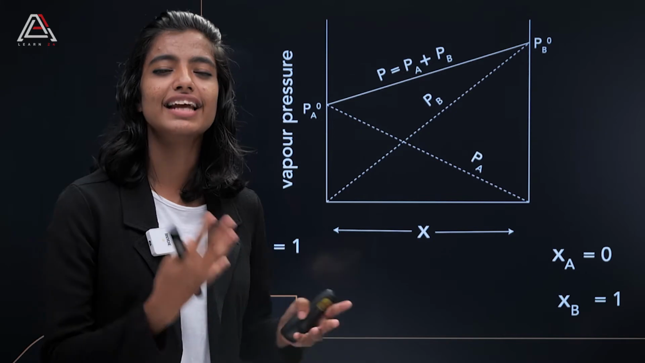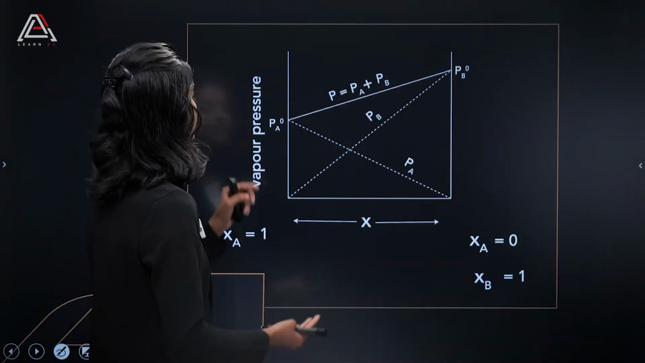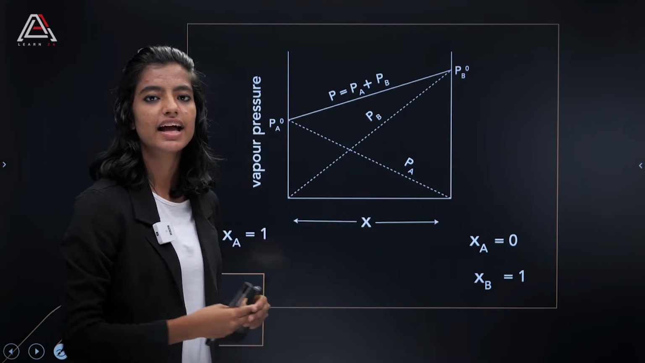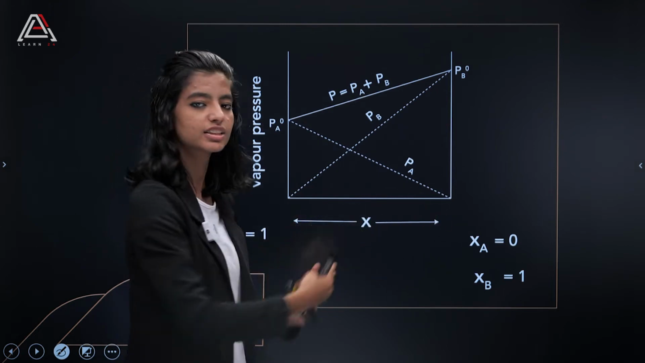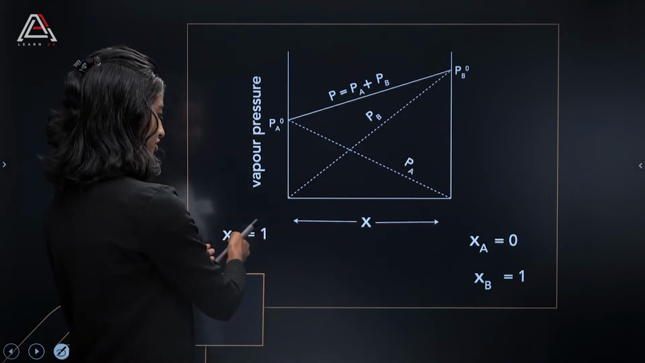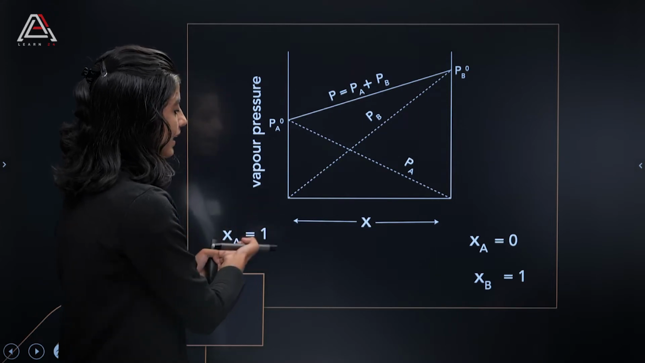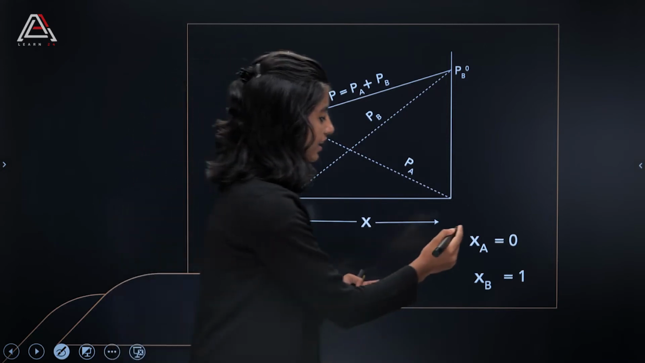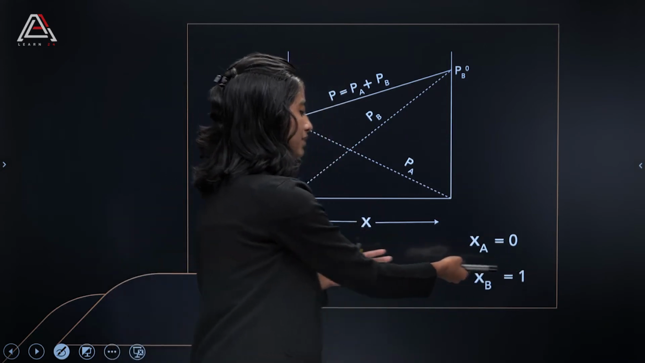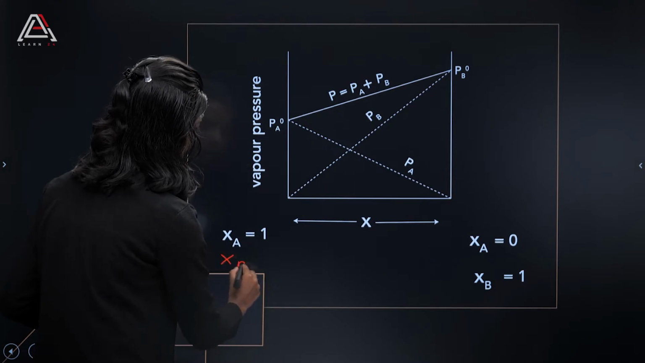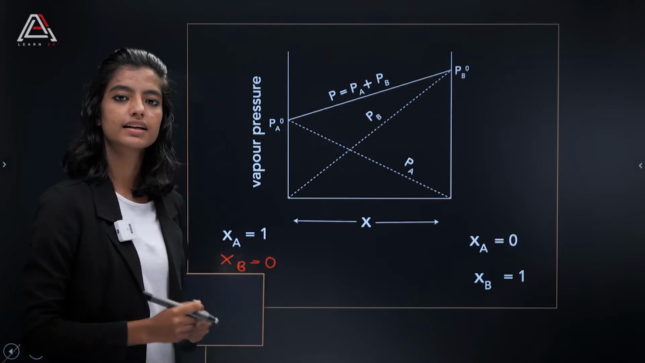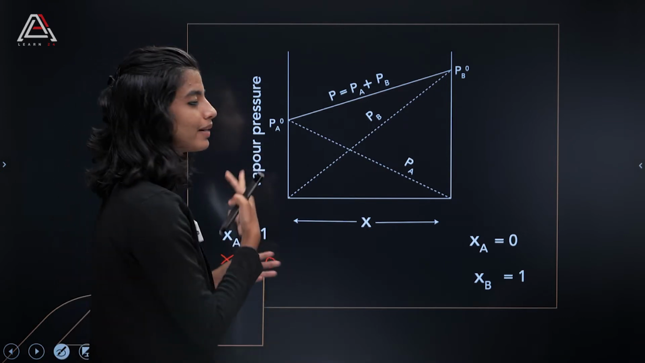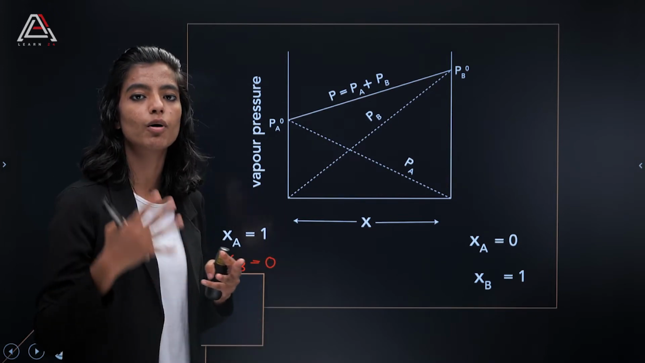Now let's discuss the graph of Raoult's law. I took vapor pressure on the y-axis and mole fraction on the x-axis. I can read the mole fraction in both directions. For example, here the mole fraction of A is equal to 1. As we go to the right side, the mole fraction of A becomes 0. And here the mole fraction of B was 1. Coming to the left, the mole fraction of B becomes 0. Clear with that? Yes. Here the mole fraction of B is 0, so the pressure is only contributed by the component A.